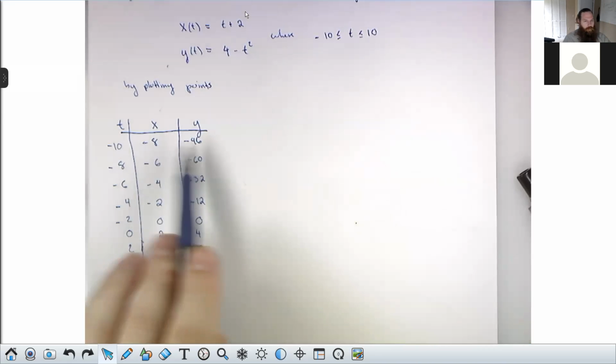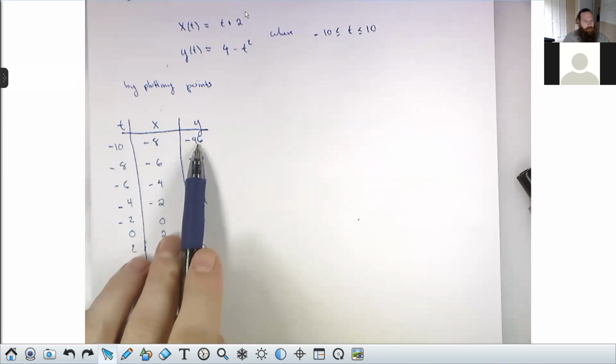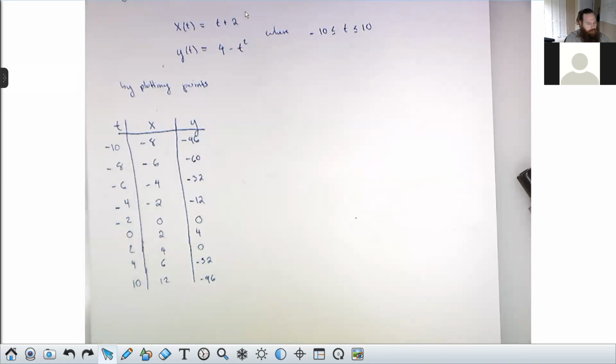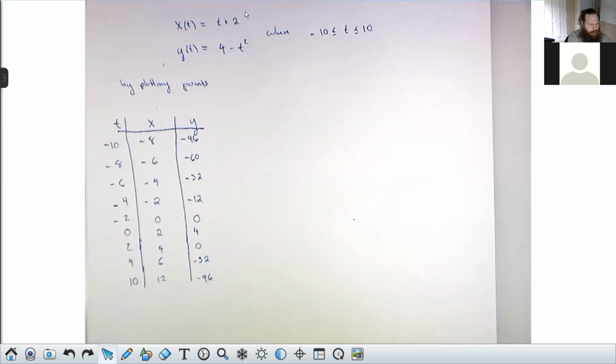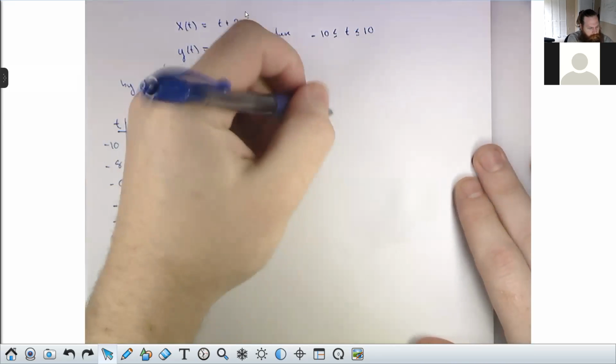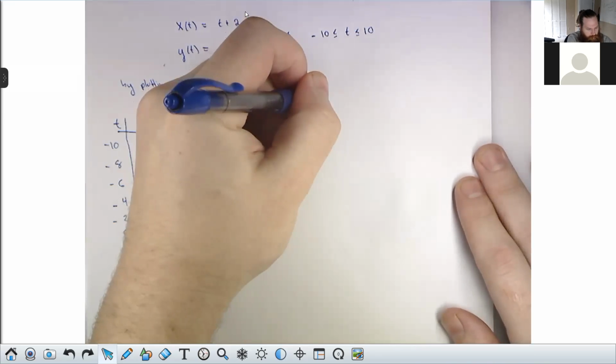So these would be the ordered pairs, -8, -96, -6, -60, and so on. I'll sketch this, but I'm going to use some scales that are a little bit big.